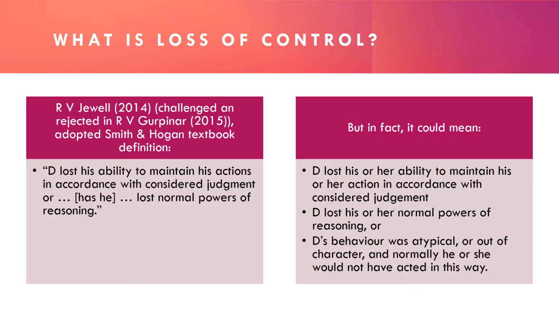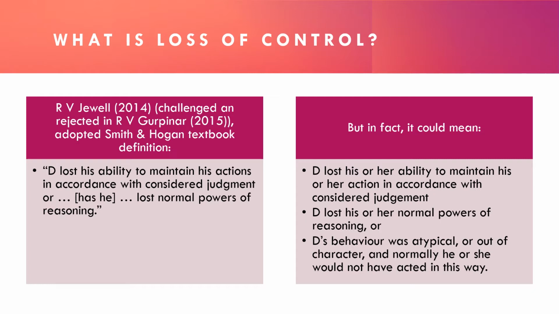Now, in terms of what is loss of control, we need to give an explanation, don't we, in an application for the explanation of the law. In Dawes from 2014, which was challenged and rejected in Gurpinar in 2015, they adopted the Smith and Hogan textbook definition. So Smith and Hogan define loss of control as the defendant lost his ability to maintain his actions in accordance with considered judgment, or he's lost normal powers of reasoning.